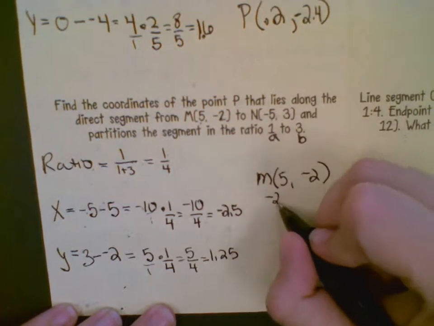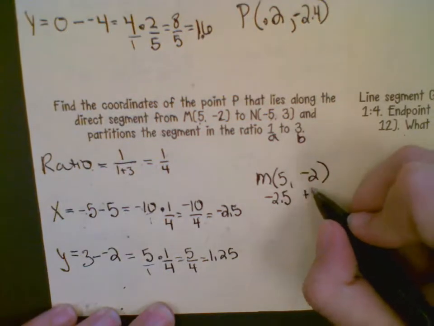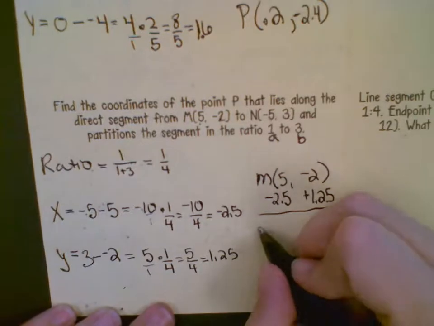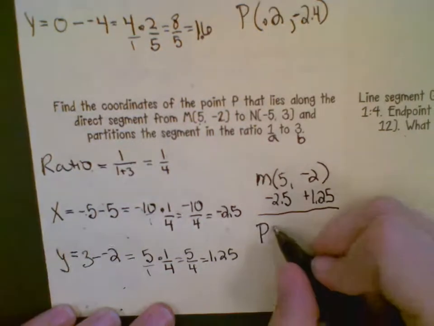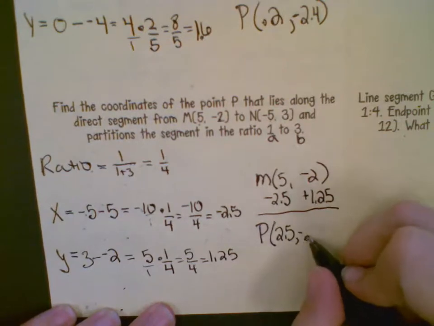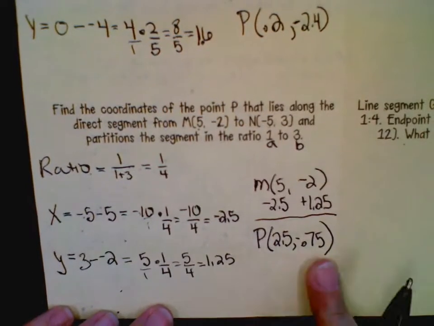So our x coordinate changes by 2.5. It gets subtracted since it was negative, and our y coordinate was positive, so we'll add it to the y coordinate. So that point P that partitions our line is going to be at 2.5, -0.75. And that's your final answer.